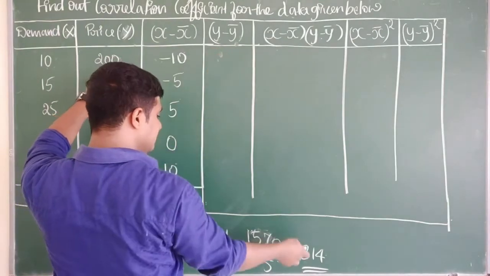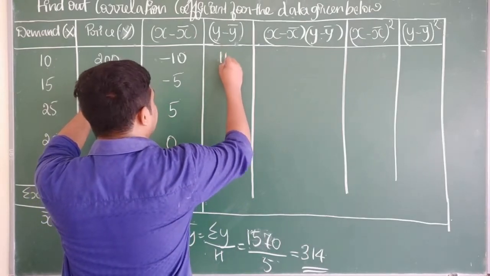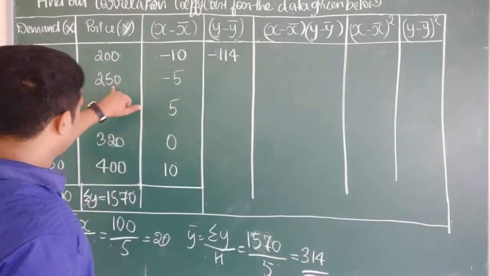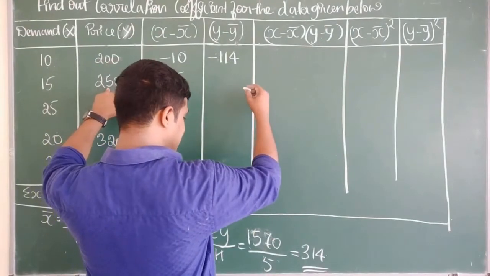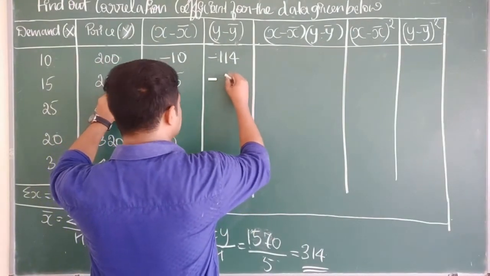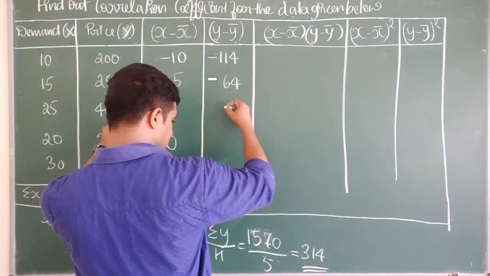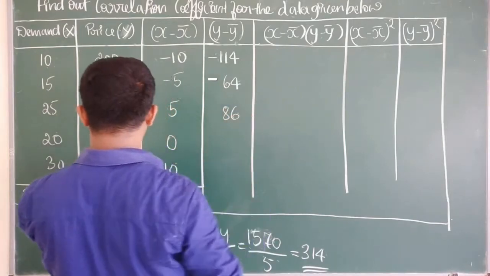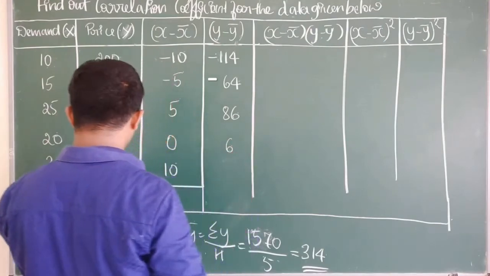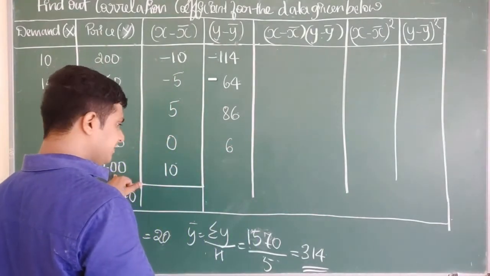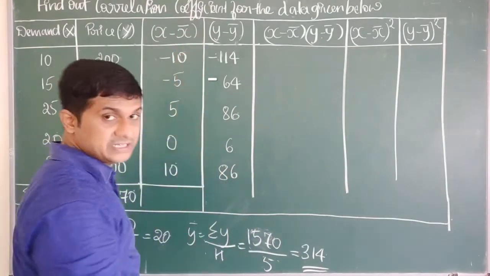So 200 minus 314, which is minus 114. Next we have to calculate deviation for the second y value, 250 minus 314, which is equal to minus 64. Next value 400 minus 314, which is equal to 86. Next value 320 minus 314, which is equal to 6. And then the next value is 400 minus 314, which is equal to 86. So these are y minus y bar values.